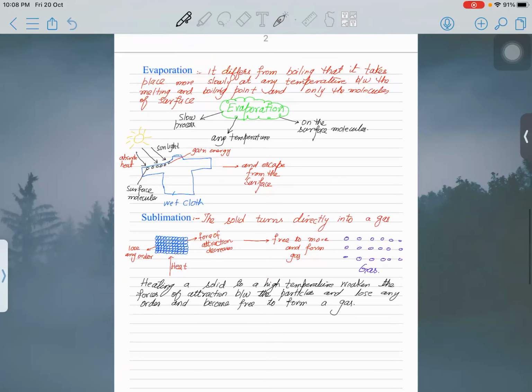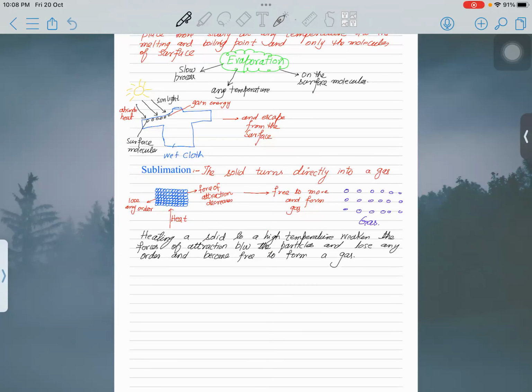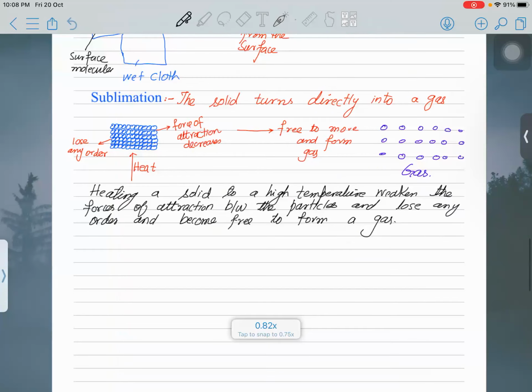And also sublimation. Sublimation is when a solid turns into gas, where high temperatures are given to weaken the forces of attraction as the particles gain energy, and they lose any order. So they are free to move, and they form a gas.